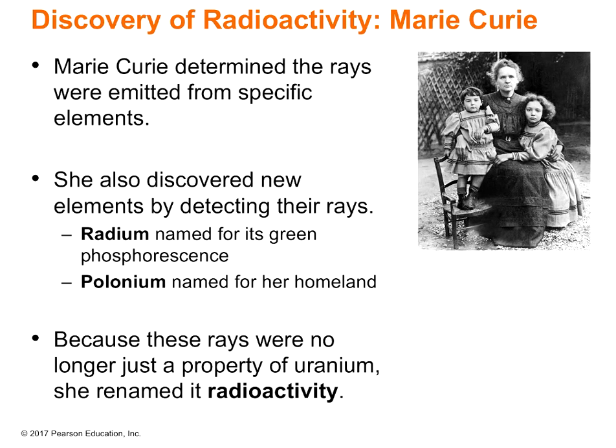All right, so another scientist named Marie Curie determined that these rays that Becquerel discovered were emitted from very specific elements, and not just uranium. She also discovered that an element named radium gives off this energy, and also polonium. Radium was named for its green phosphorescence, and polonium was named after Marie Curie's homeland of Poland.